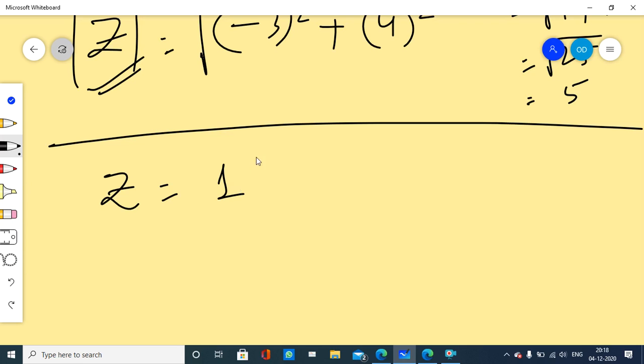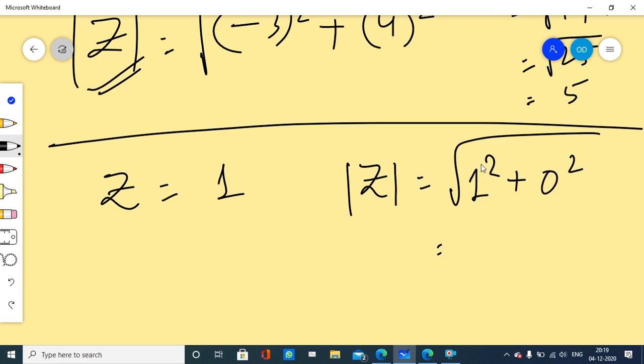So let's just find its modulus. What will the modulus be? Well, real part squared. What is the real part here? 1. Plus imaginary part squared. What is the imaginary part? 0. So 1 squared is 1 plus 0 squared is 0. 1 plus 0 is 1. The square root of 1 is what? 1. It will give you only the non-negative answer. Don't say that the square root of 1 is plus or minus 1. No. Only the non-negative square root of 1.